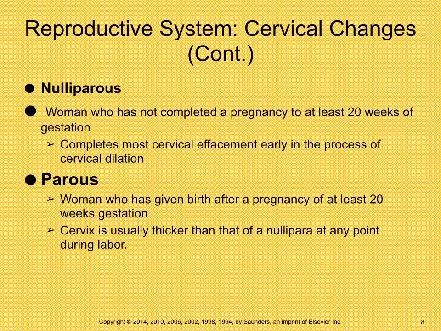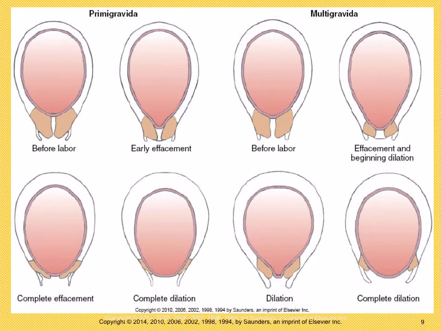Okay, in our next slide, we can see the nulliparous woman, a woman who's not completed a pregnancy, at least at 20 weeks of gestation. So it's just a term we use to describe those types of women. Completes most cervical effacement early in the process of cervical dilation. So that example I had just given you before. And parous women are women who have had birth and pregnancy at least at 20 weeks gestation. So the cervix is usually thicker during that point in labor, and those women tend to kind of move a little faster in the work of labor. And we can see that side-by-side comparison in slide 9 of 50, the primigravida versus the multigravida there.